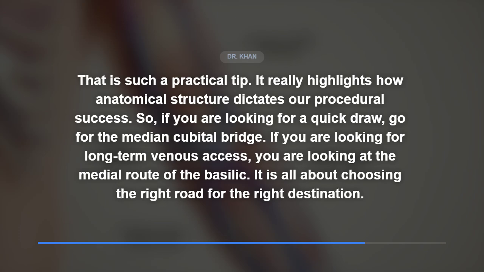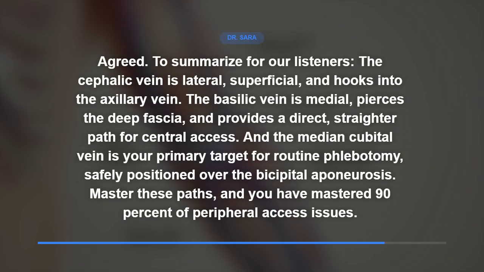So if you are looking for a quick draw, go for the median cubital bridge. If you are looking for long-term venous access, you are looking at the medial route of the basilic. It is all about choosing the right road for the right destination. Agreed. To summarize for our listeners, the cephalic vein is lateral, superficial, and hooks into the axillary vein. The basilic vein is medial, pierces the deep fascia, and provides a direct, straighter path for central access. And the median cubital vein is your primary target for routine phlebotomy, safely positioned over the bicipital aponeurosis. Master these paths, and you have mastered 90% of peripheral access issues.